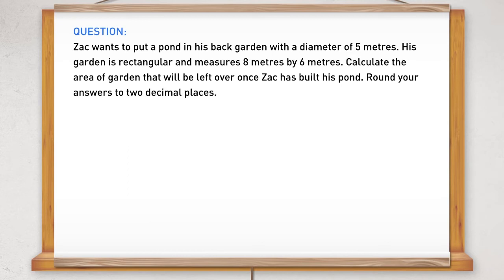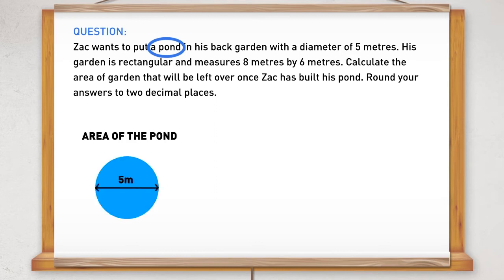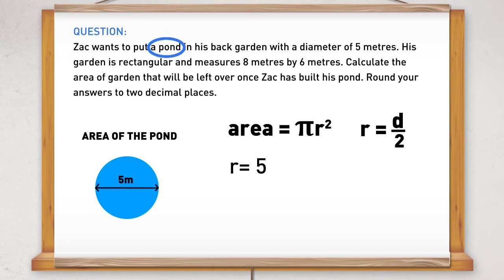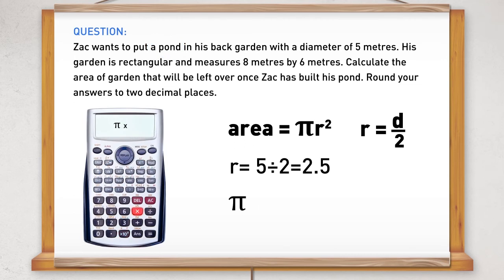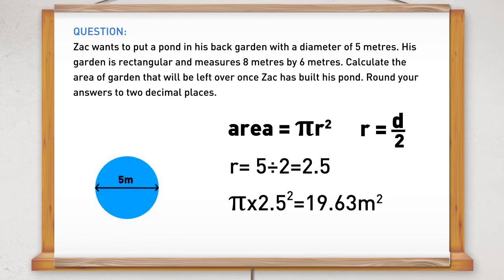To find the answer, we need to work out the amount of space the pond will take up. We can find this out by calculating the area of the pond. So to find the area of the circle, the formula is pi r squared. Find the radius by dividing the diameter by 2. So 5 divided by 2 equals 2.5. Pi times 2.5 squared equals 19.63 square metres, rounded to 2 decimal places. So the area of the pond is 19.63 square metres.